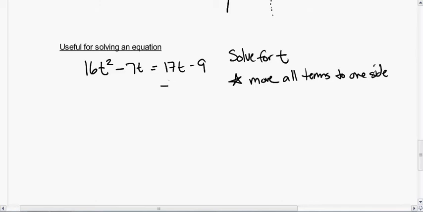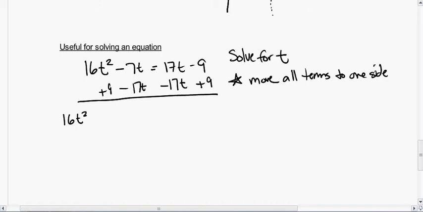So when I do that, I'm going to subtract the 17t from both sides, and I'm also going to add 9 to both sides. And I'll be left with 16t squared. 7 minus 17 is a negative 24t, and then plus 9. All that's on the left, and I've got a 0 on the right. And I could try to factor, I could do all those kinds of things, but I'm going to use the quadratic formula here.